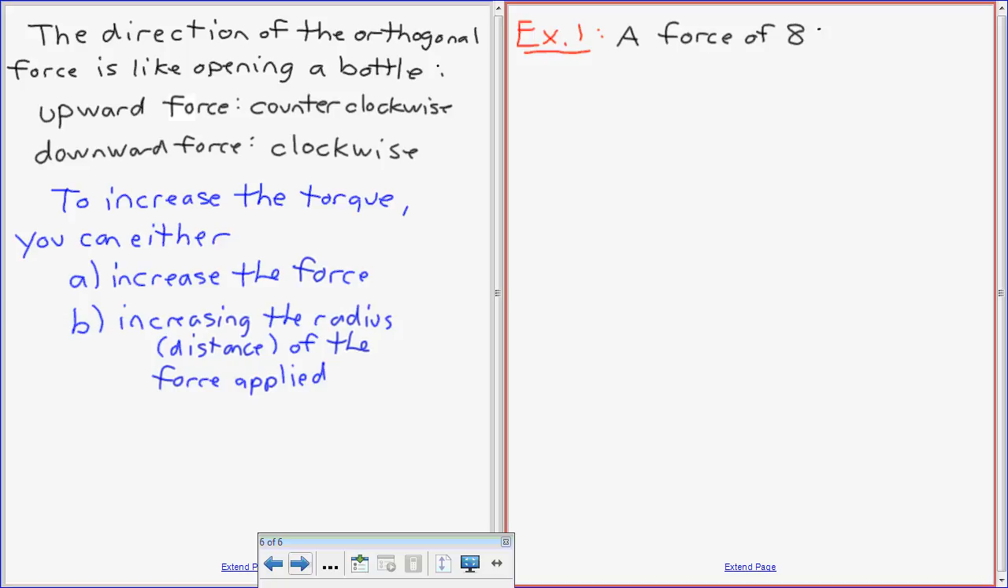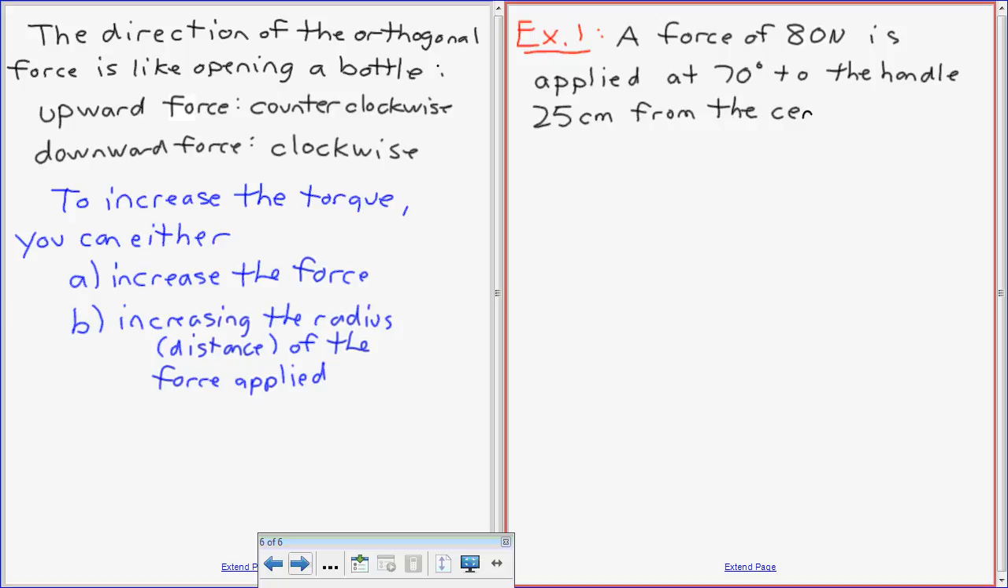A force of 80 newtons is applied at 70 degrees to the handle, 25 centimeters from the center of a bolt. Clockwise. What is the magnitude of the torque?